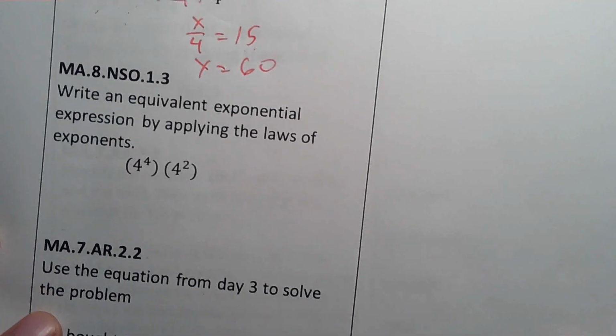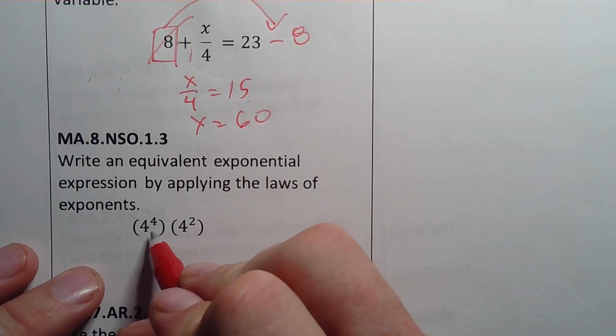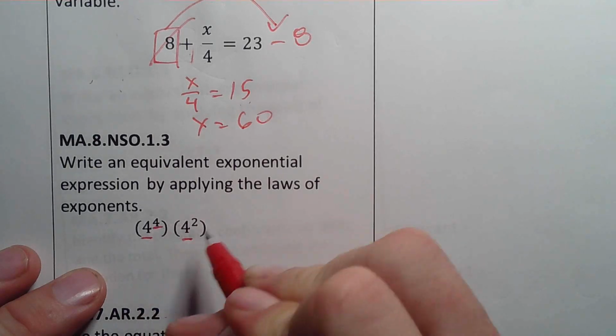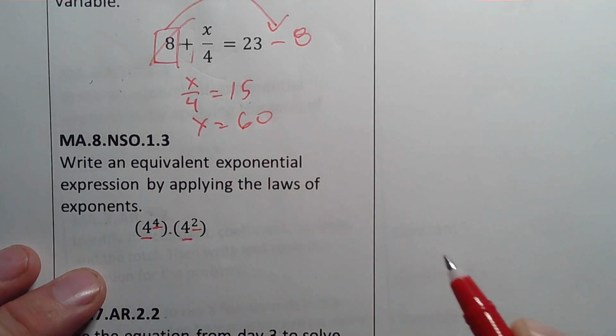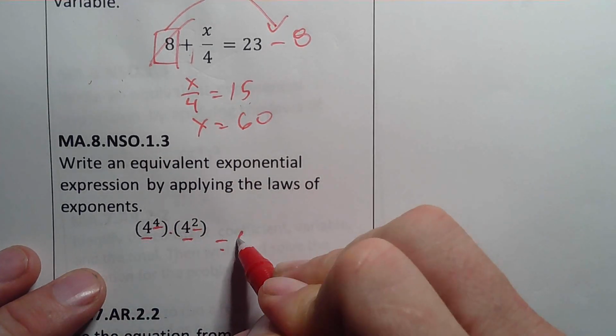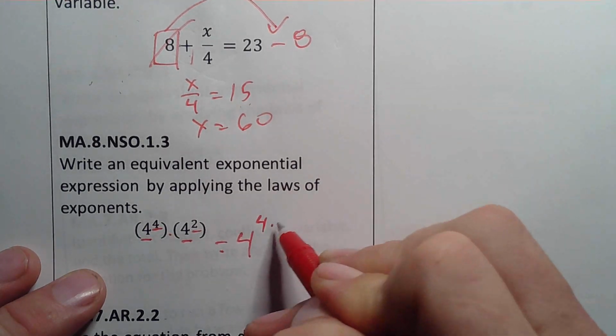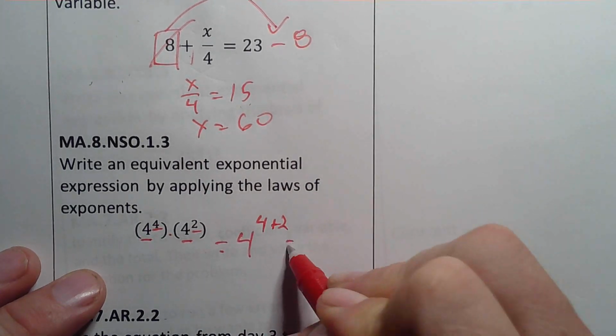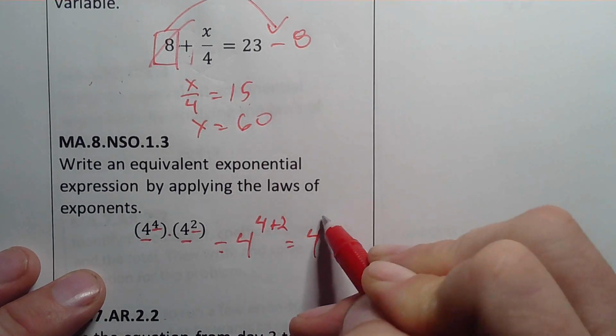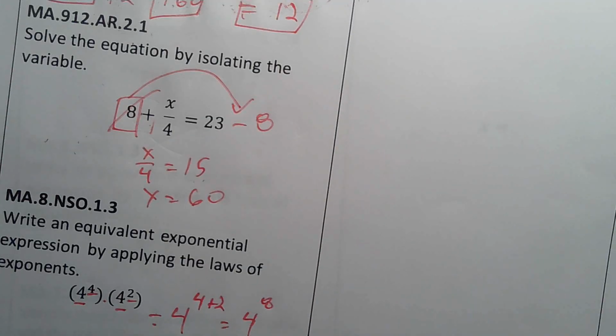All right, equivalent exponents. We have bases that are the same. It doesn't matter if the exponents are different or not, we're going to add the exponents together. So bring the base out, bring each exponent out, add them together, and it's going to be equal to 4 to the 8th.